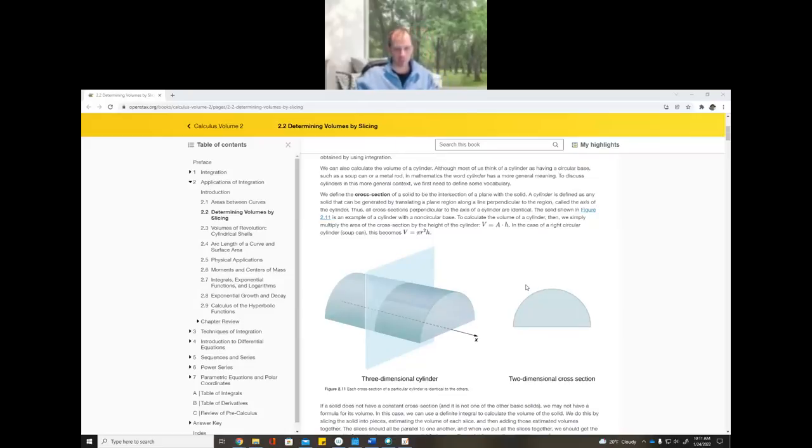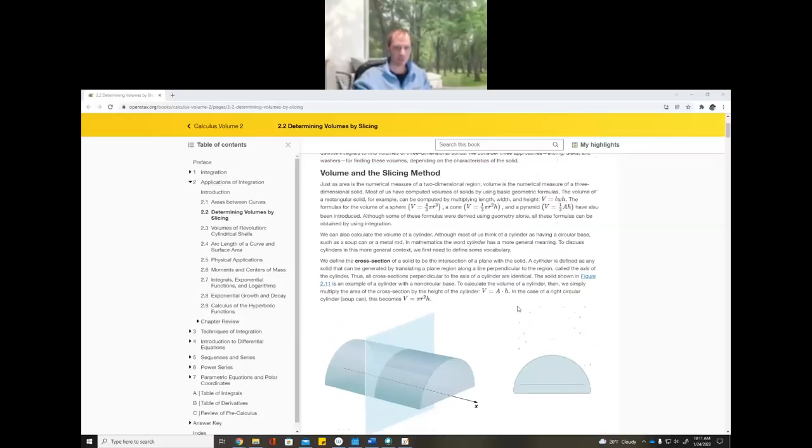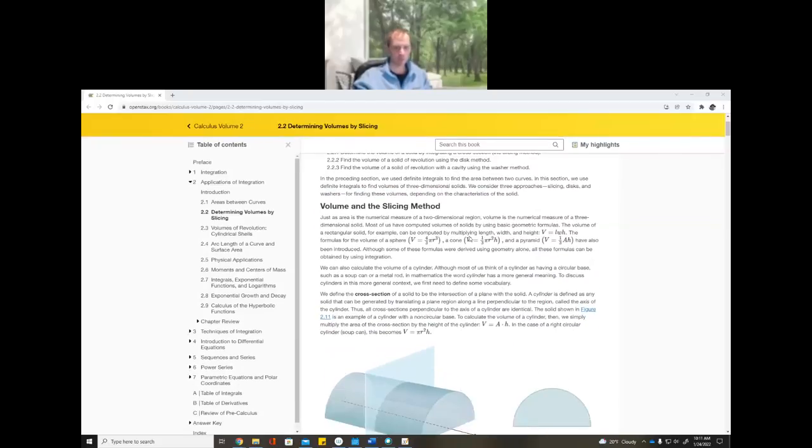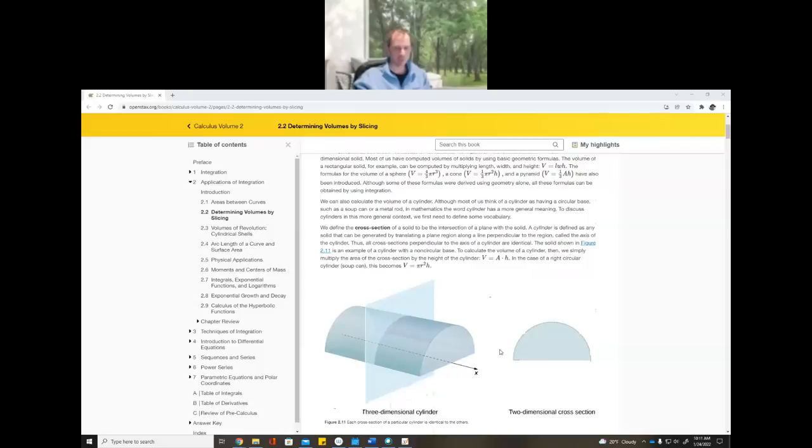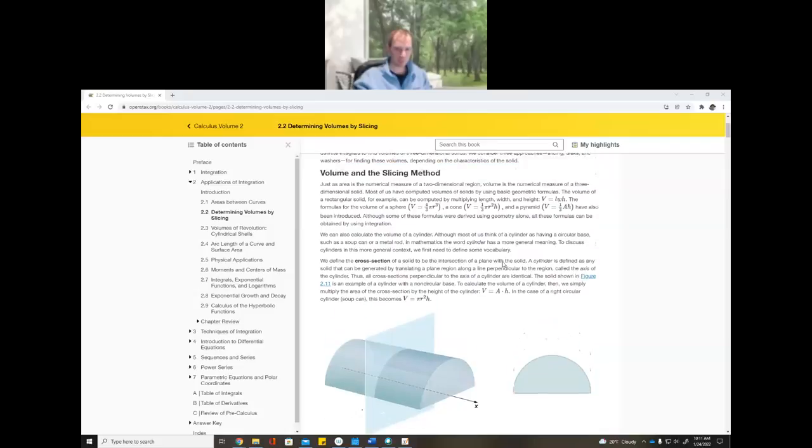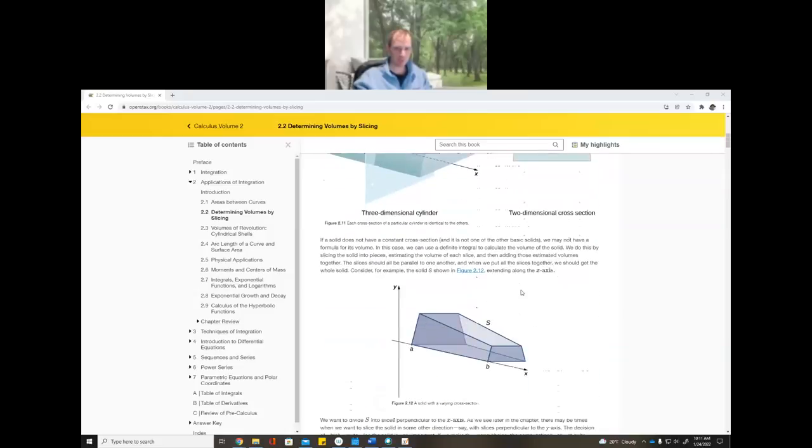So what we want to do when we think of a volume is break it up the same way that we broke up area back in Calculus 1. We said, all right, we have this region, we're going to chop it up into very simple shapes that I can easily compute the area of and add those up. So we do the same thing with volume. We take this three-dimensional region and chop it up into simple shapes, like cylinders.